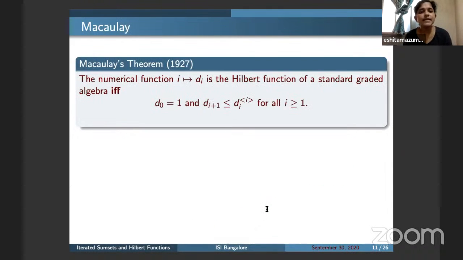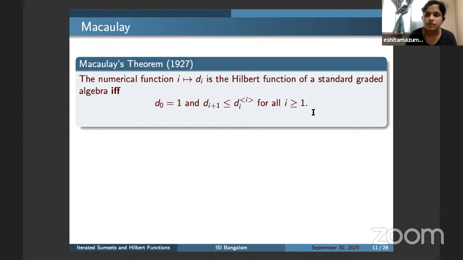In 1927, Macaulay stated that the numerical function i goes to d_i is a Hilbert function of a standard graded algebra if and only if, first of all, d_0 is equal to 1 and d_{i+1} is upper bounded by d_i power bracket i for all i greater than or equal to 1.